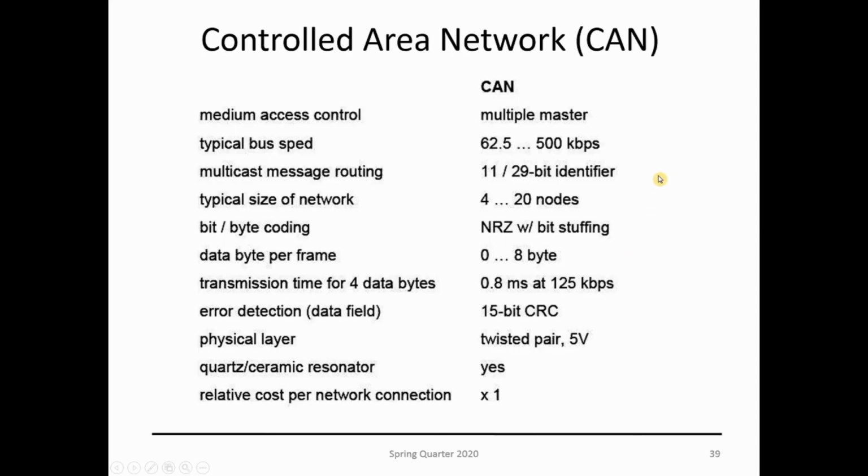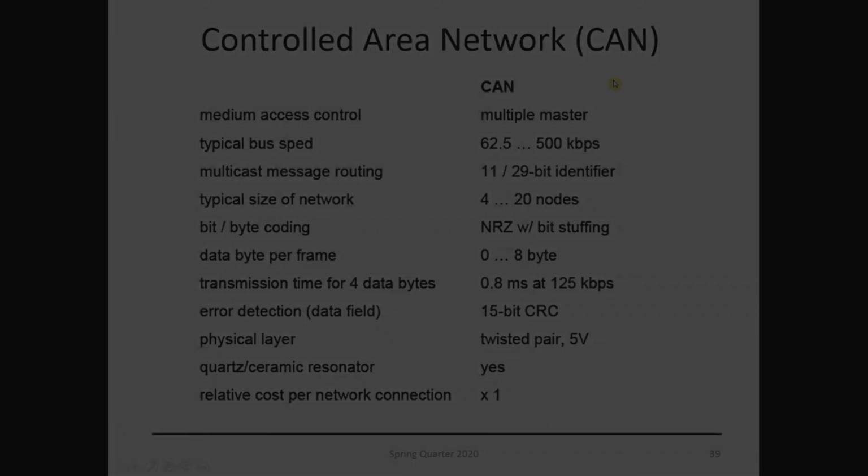And then we have CAN, which is widely used in cars to transmit information between sensors and your microcontroller, or the brain of the system.